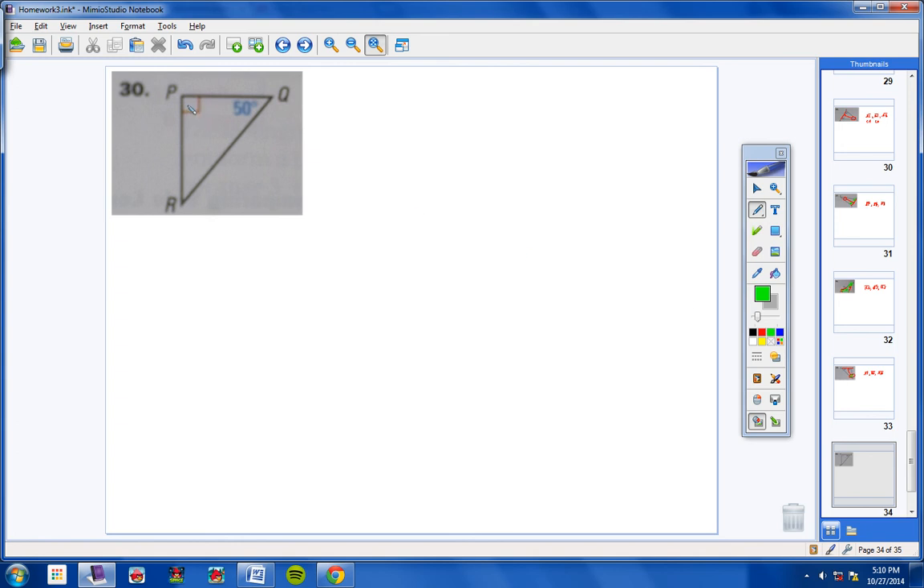Well, we know this is 90, so we know this has to be 40, because 90 plus 40 plus 50 is 180. Let's go ahead and circle our largest angle, which is 90, and then we'll go straight across to the side here. And so the longest side would be side RQ.